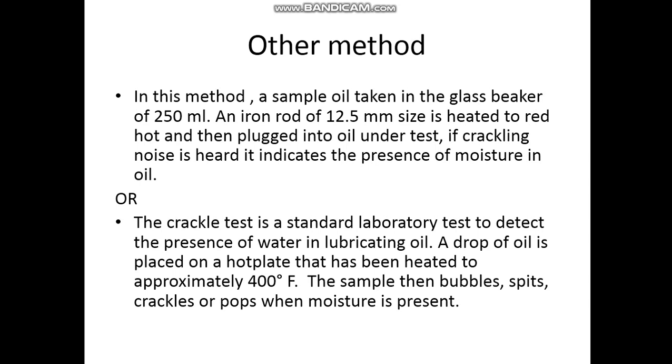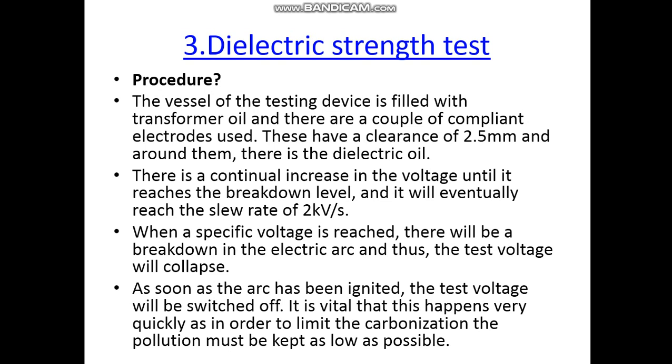Another method is simple. Oil is taken in a glass beaker of 200 ml. An iron rod of 12.5 millimeter size is heated to red hot and then plunged into the oil under test. Means we have taken oil in a glass, we have taken an iron rod which is heated to red hot, and we plunge that rod into the oil, and when we hear a cracking sound, it means the transformer oil has moisture or water.